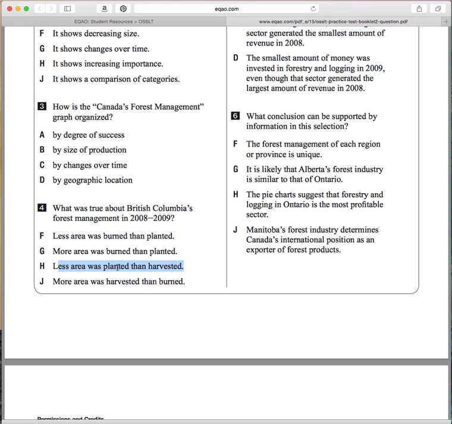We know that that's not true. They planted more than they harvested. So by process of elimination, I'm just going to go through all of the options. I already know that G is the correct answer, but let's just make sure.